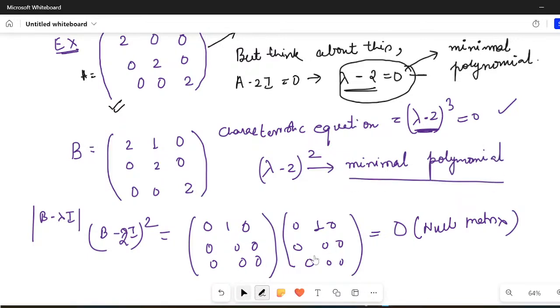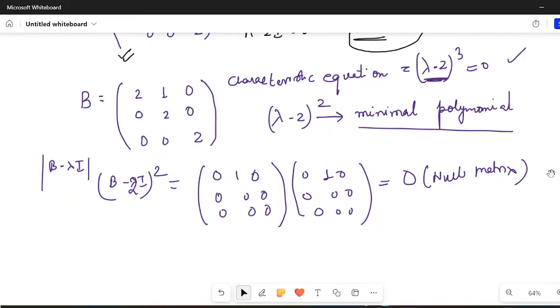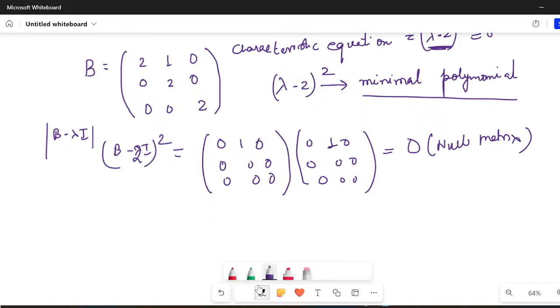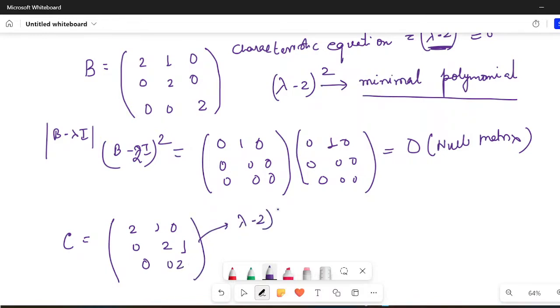And for another matrix C, let's say C is equal to [2, 1, 0; 0, 2, 1; 0, 0, 2]. Here you have no other choice: your characteristic equation will also be (lambda minus 2) whole cube, and your minimal polynomial is also (lambda minus 2) whole cube. Here you have no other options.